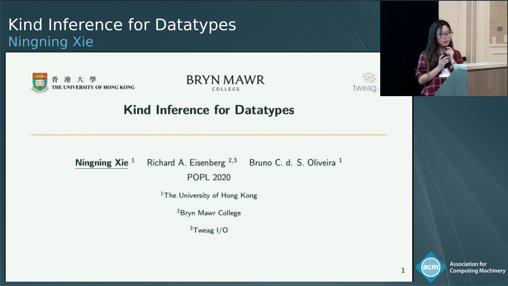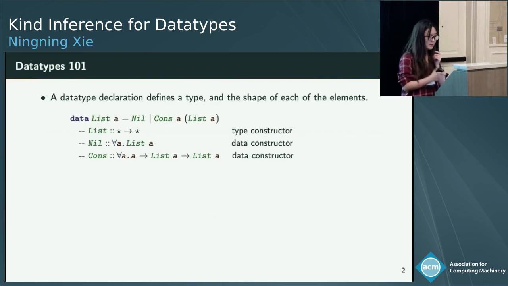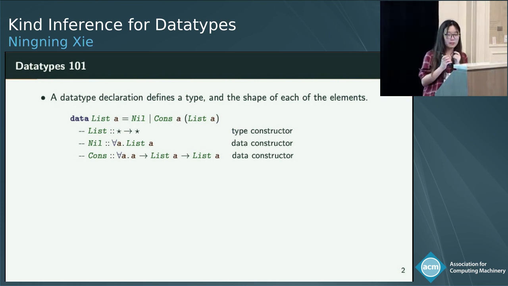So let's get started. I believe many of you have worked with data types in your daily programming, and most likely, the first data type you learned when you entered the world of programming is the list. During the talk, I write code using Haskell-like syntax, but you can easily imagine the declarations defined in languages that you are familiar with. A data type declaration like this defines a type, in this case, a type constructor list, and two data constructors nil and cons. In the comment, I have annotated the type constructor with its type and the data constructors with their types.